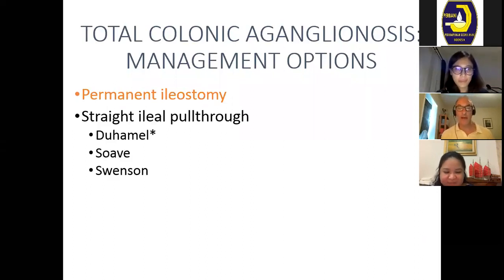Most people now are recommending a straight ileal pull-through. So removing the colon, bringing the normal bowel, the normal ileum, down to the anus using one of the three operations that we use for shorter segment Hirschsprung's disease. My own preference, and I put a little star here, my own preference is a Duhamel for total colonic Hirschsprung's because it creates a bit of a reservoir at the bottom and I think gives them a lower stool frequency.